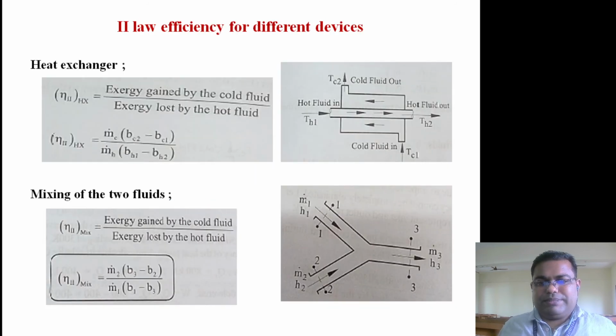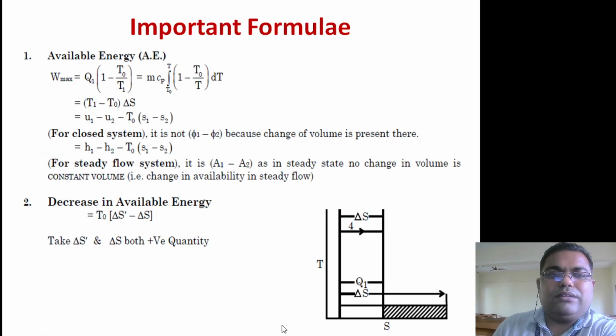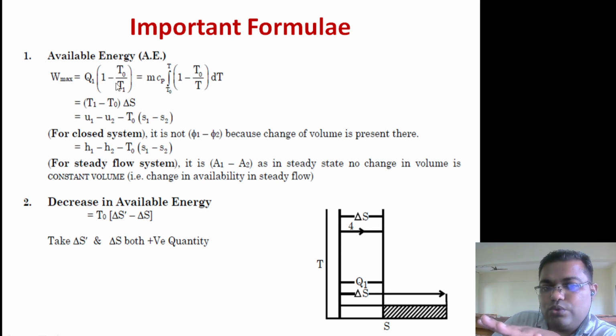So with this, the derivation part of available energy and unavailable energy is over, right? So I will show you the summary part of it. In the summary, we have defined the available energy. Available energy is nothing but W max, that is Q1 times one minus T naught divided by T1. If you expand it, you get Q1 minus Q1 T naught by T1, that is nothing but Q1 minus Q2, the difference, which is called net work.